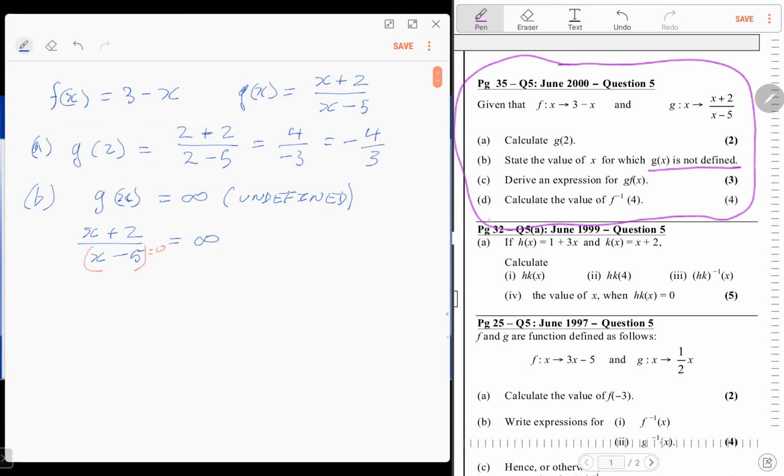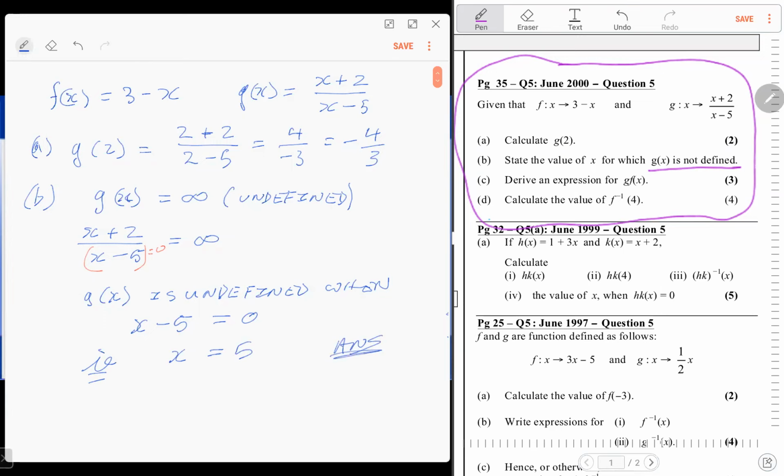So back to this question. g of x is undefined when the denominator is equal to 0. So we can state that g of x is undefined when the denominator, which is x minus 5, is equal to 0, i.e., if you transpose the negative 5, it becomes positive 5, and x is equal to 5. And that is your answer right here.